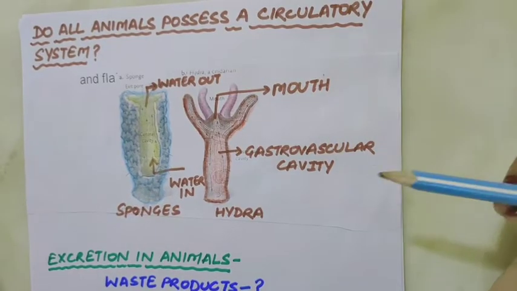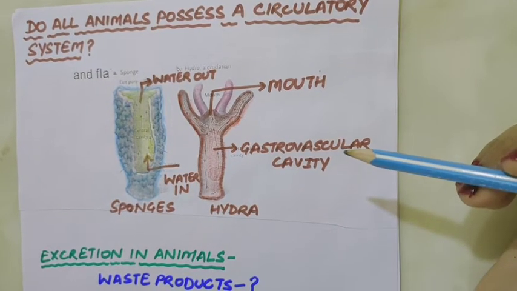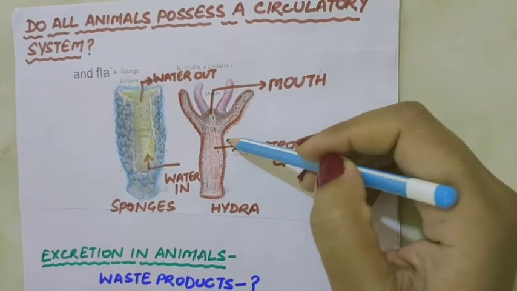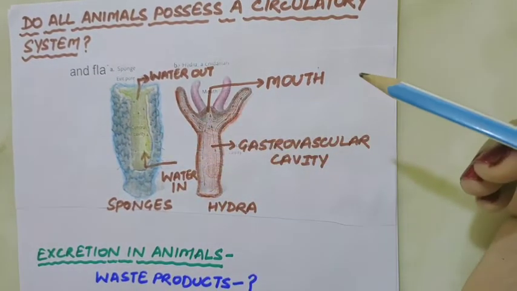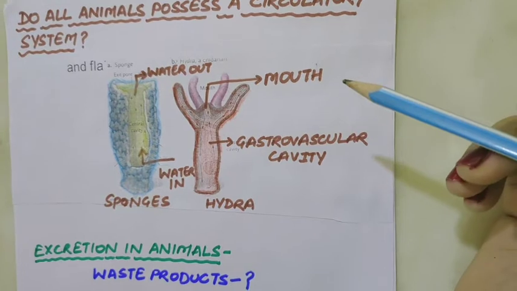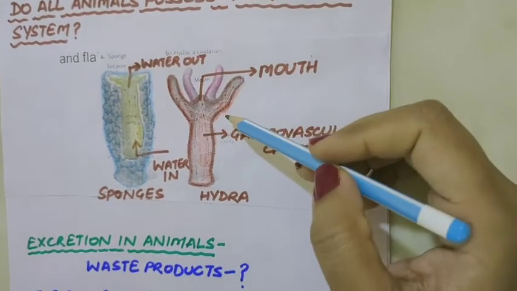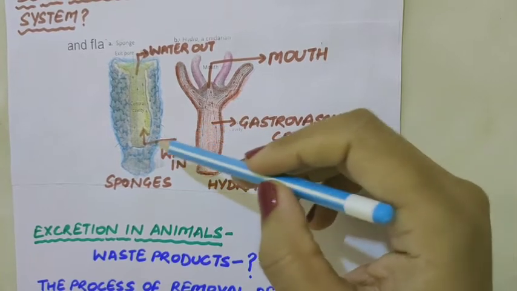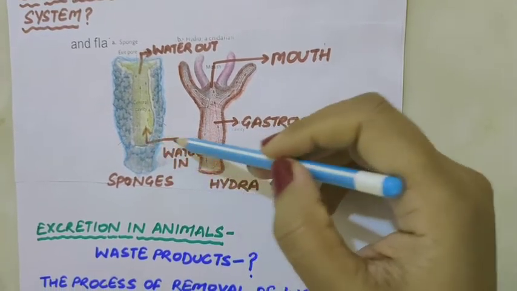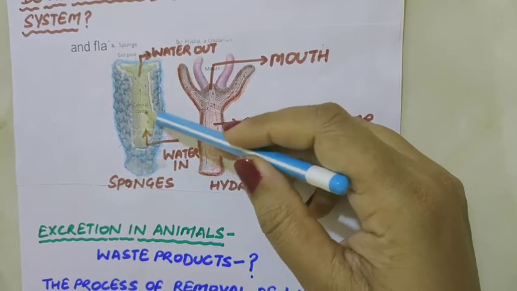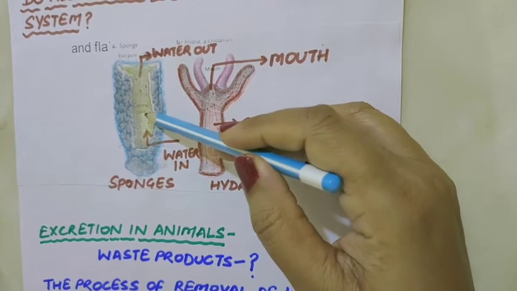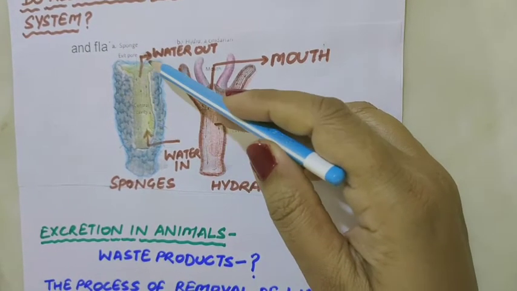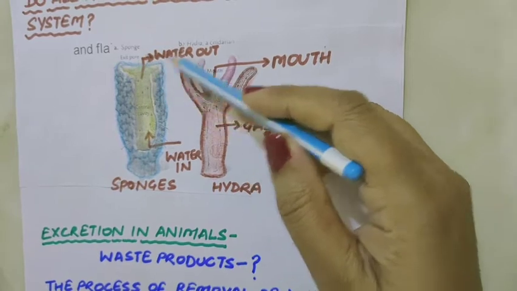Do all animals possess a circulatory system? No. Animals like hydra and sponges do not possess a circulatory system. Hydra and sponges are simple animals and they live in water, and therefore the food and oxygen enters into the body along with water. The water also carries carbon dioxide and other waste material away from the body when it moves out.